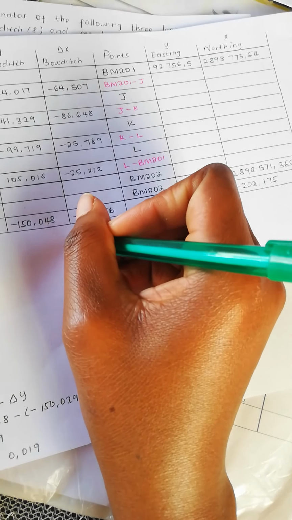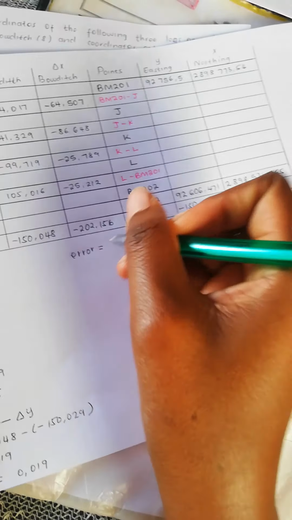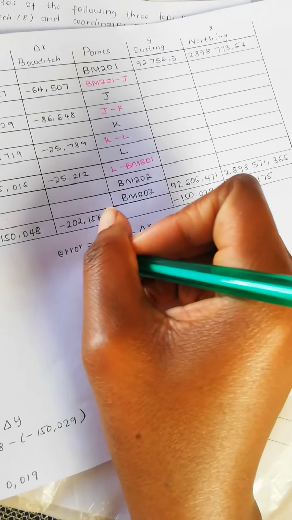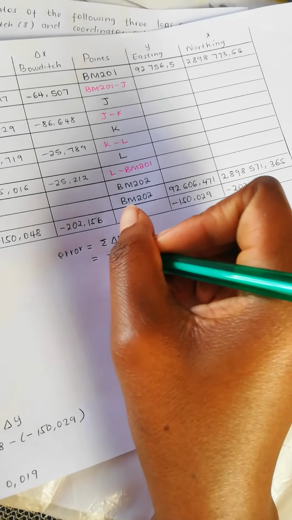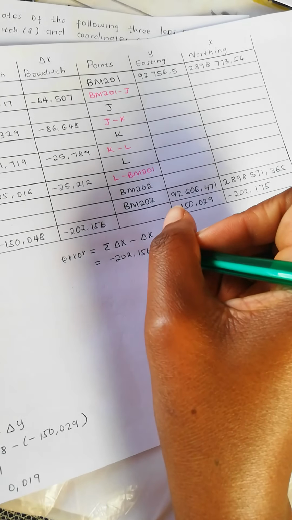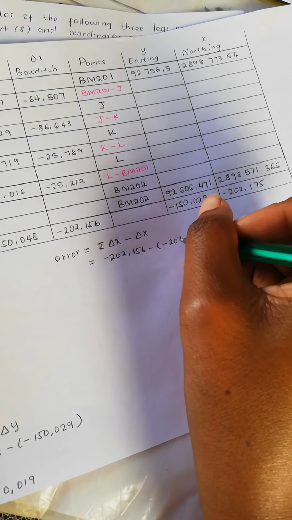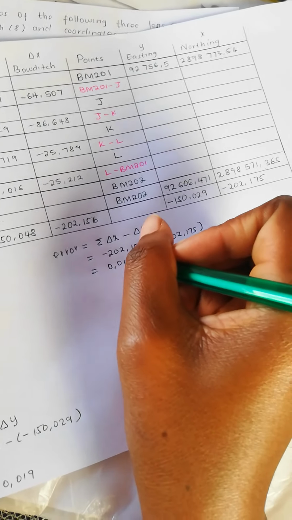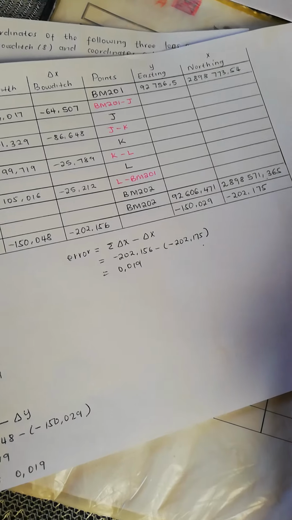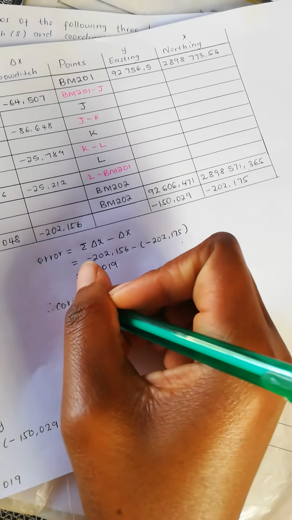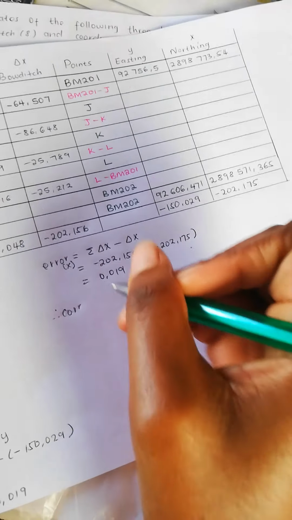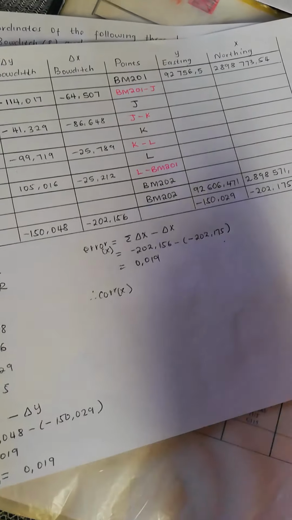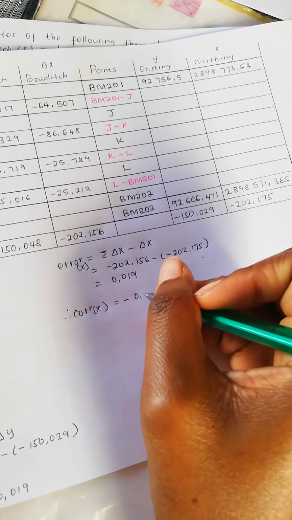Calculate the x error. Then your error here is positive. So therefore, this is the error for x, correction for x, this is correction for y, to be minus 0.019.